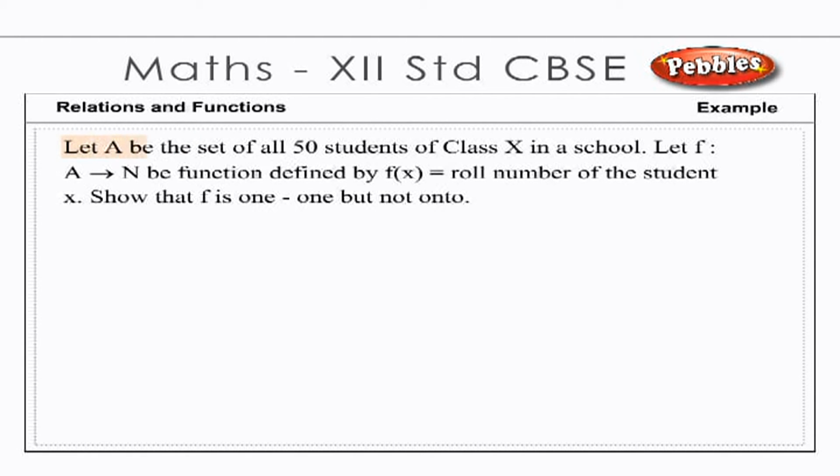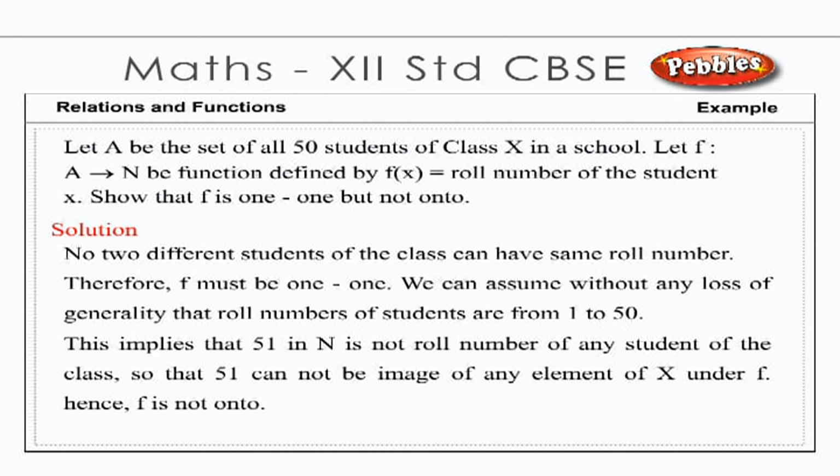Example. Let A be the set of all 50 students of class X in a school. Let f: A → N be the function defined by f(x) = roll number of the student x. Show that f is one-one but not onto. Solution. No two different students of a class can have the same roll number. Therefore, f must be one-one.